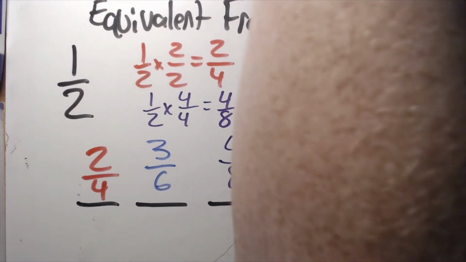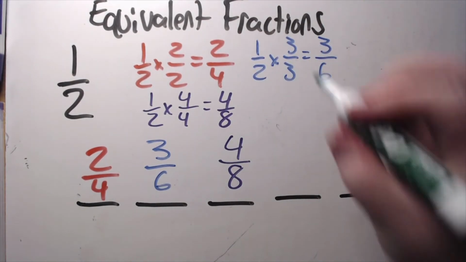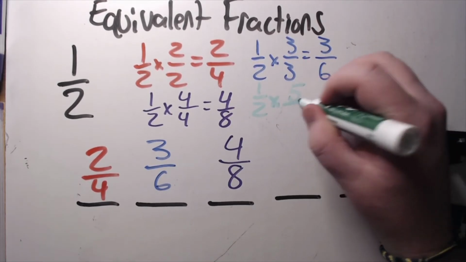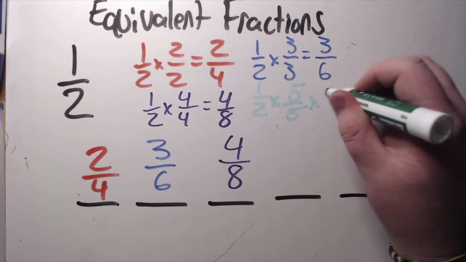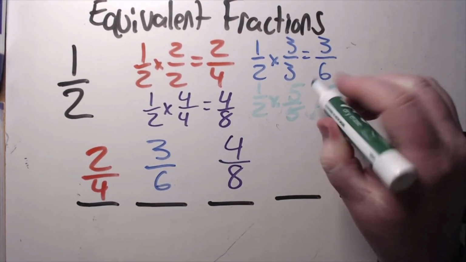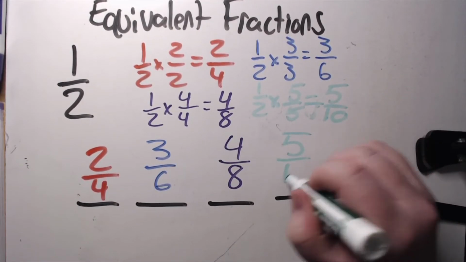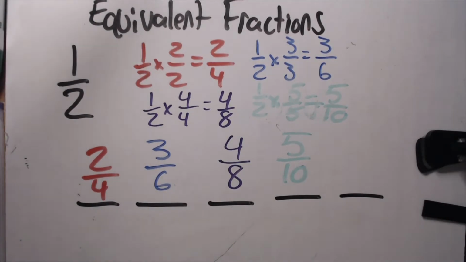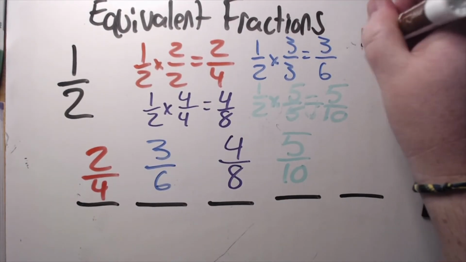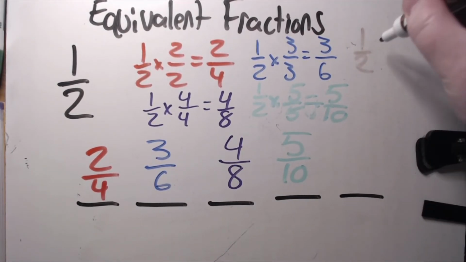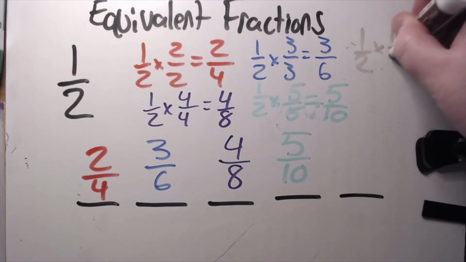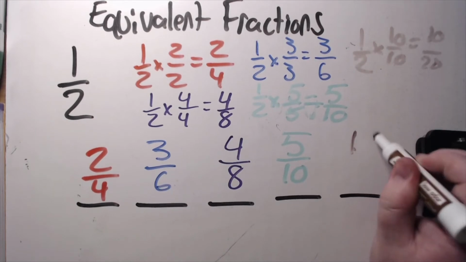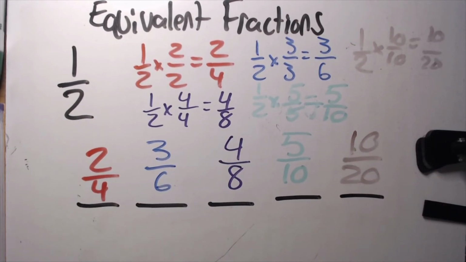How about, I'm running out of colors, 1/2 times 5/5. Sorry, this color's so light. We get 5/10. Oops, that's not times, that is equals. So 5/10 is an equivalent fraction. And then let's do another one for fun. Let's do 1/2 again. 1/2 times 10/10 equals 10/20, which is also an equivalent fraction.